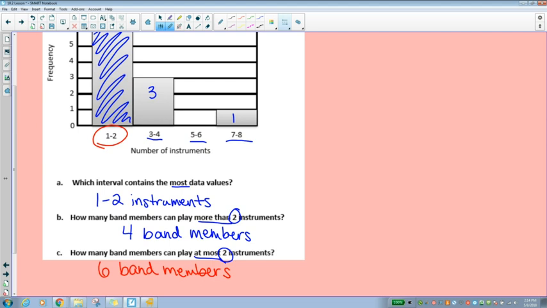Using histograms to be able to read information is really important.